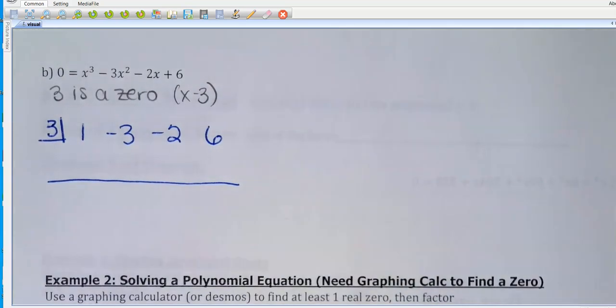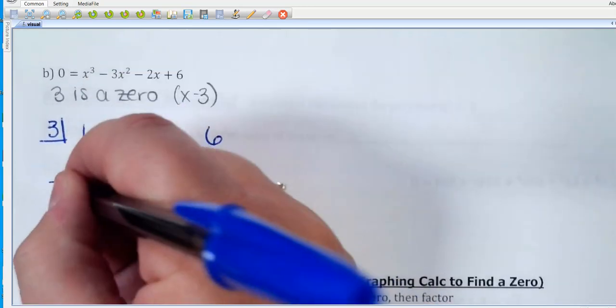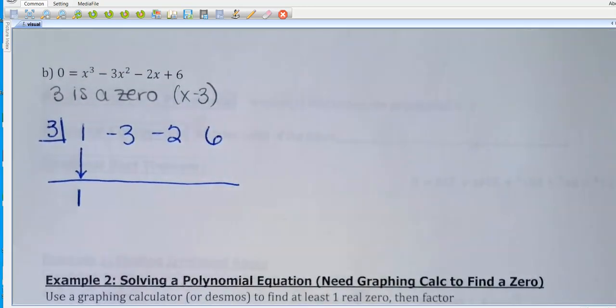And then just to review this process with you guys for synthetic, we don't have any missing powers of x or anything like that, so I don't have any zeros, just copied the coefficients. The very first step after you write it out is just take the first coefficient, which is 1, and write that underneath the line.